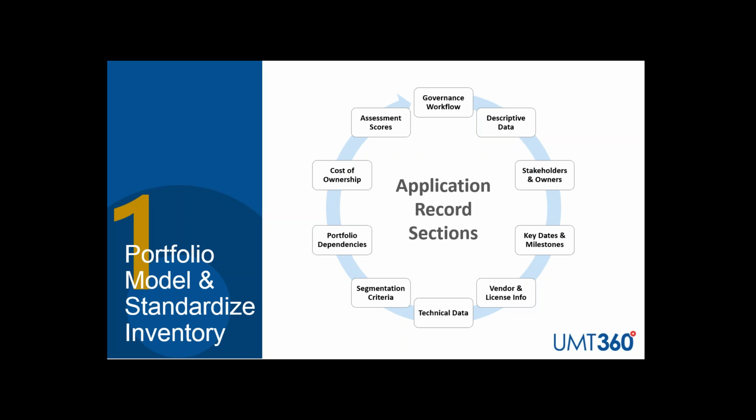Let's look also at capturing basic descriptive data. It could be the name of the application, could be different names, vendor name, internal name, different AKAs for what the application is called across the organization, description and other information around the application. Who are the key stakeholders and owners? Who's ultimately the stakeholder, the owner, the application manager, and so forth involved with that application? What are the key dates and milestones we want to maintain, when the application went live, potential retirement dates, end of support life cycle, and other key dates around that application?